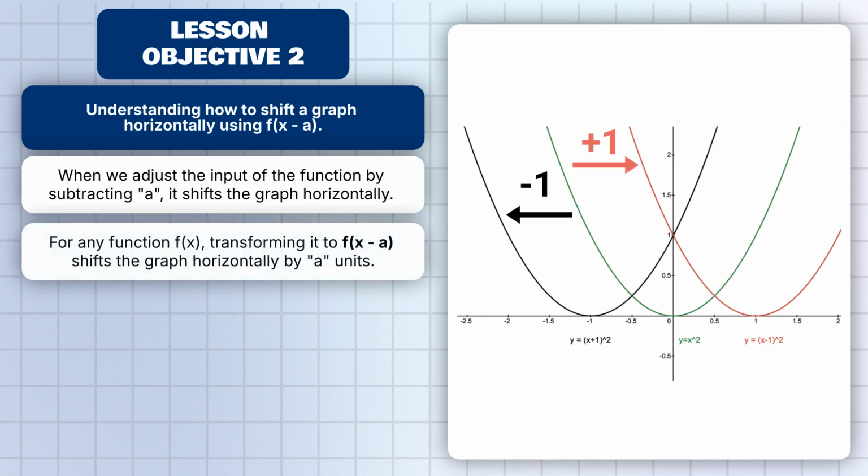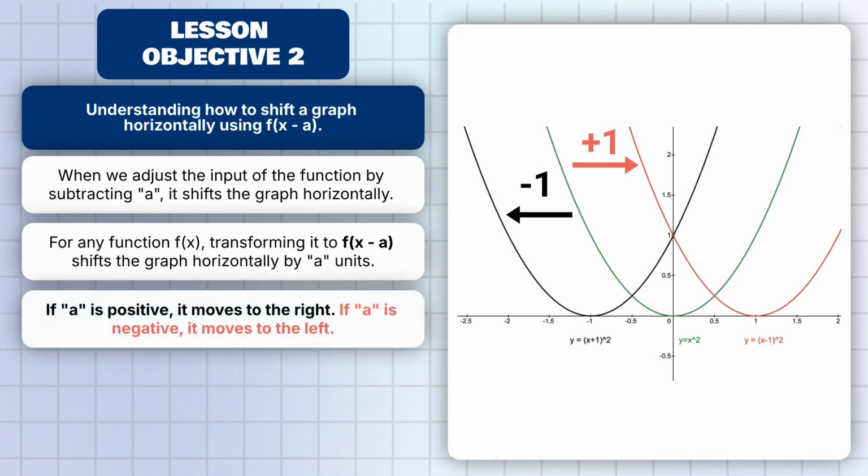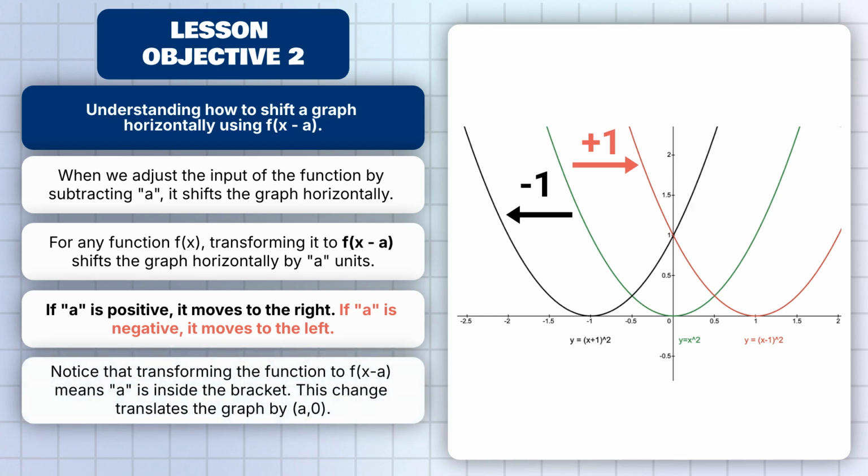For any function f(x), transforming it to f(x - a) shifts the graph horizontally by a units. If a is positive, it moves to the right. If a is negative, it moves to the left. Notice that transforming the function to f(x - a) means a is inside the bracket. This change translates the graph by (a, 0).